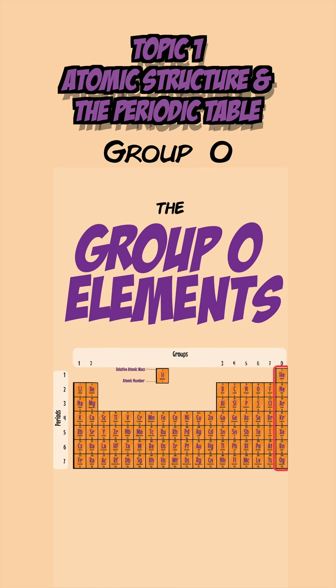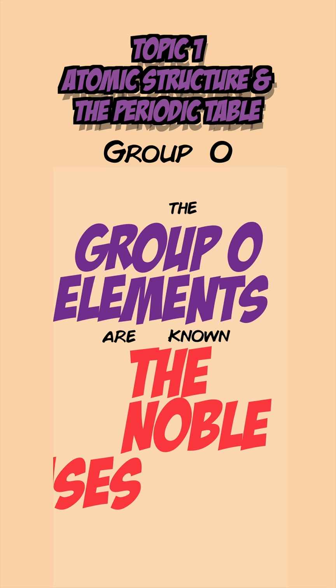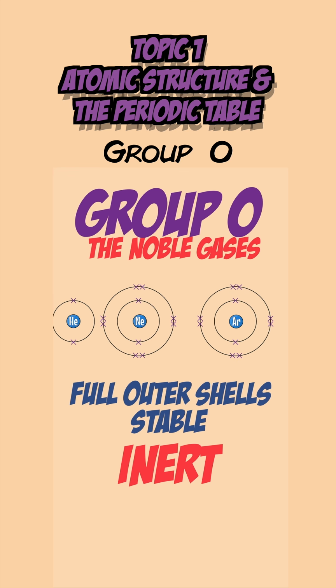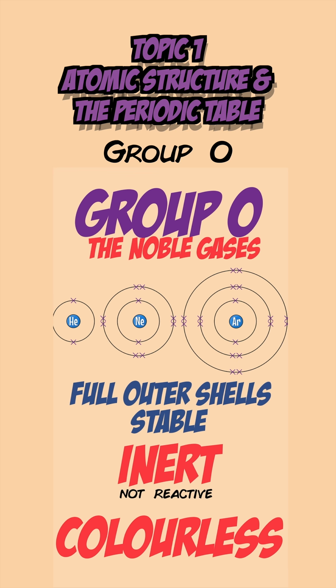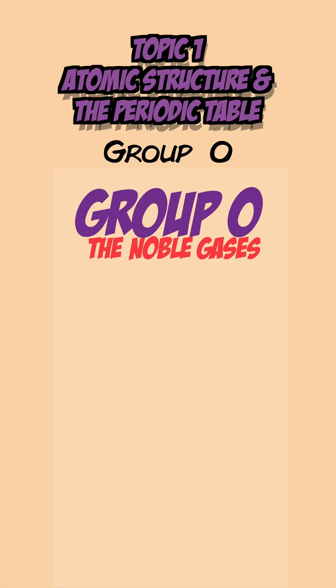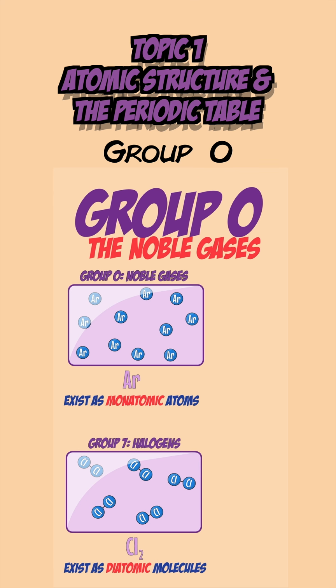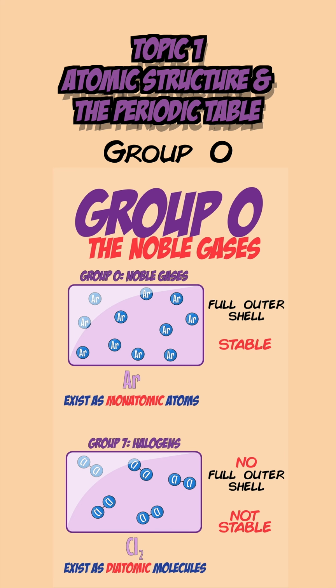The group 0 elements are known as the noble gases, and they have full outer electron shells. These full shells make them very stable so that they're inert, which just means that they're not reactive. They're also colorless at room temperature. This stability also means they exist as single monatomic atoms, unlike diatomic atoms for group 7 elements. This is because they don't need to gain or share electrons, as they already have a stable full outer shell.